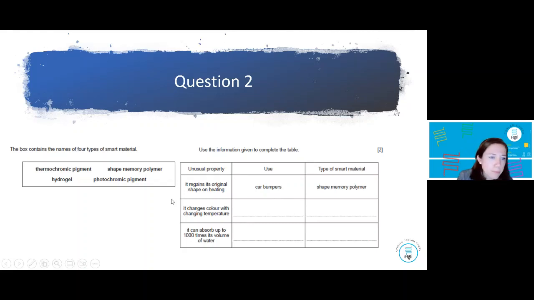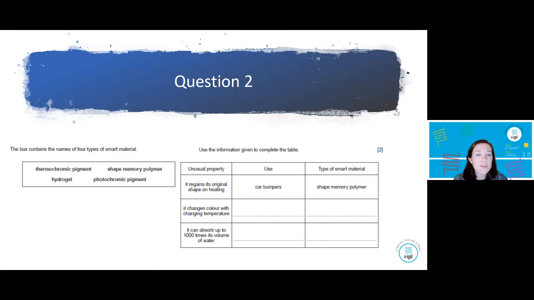Question 2 then. The box contains the names of 4 types of smart material. We have thermochromic pigment, shape memory polymer, hydrogel, and photochromic pigment. Use the information given to complete the table. In this table, if we look at the first example, the unusual property is it regains its original shape on heating. A use would be in car bumpers, and the type of smart material would be a shape memory polymer.